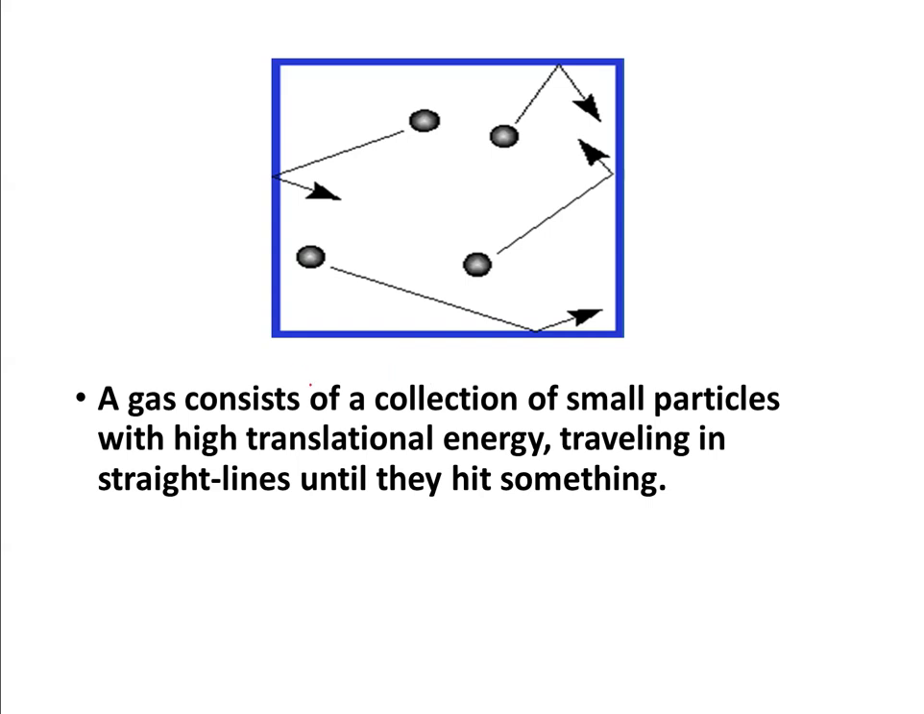First postulate, we need to think of these particles of gases as tiny particles with high translational energy, meaning they move from one place to another a lot. When they move, they will travel in straight lines until they hit something. Generally, this postulate that we're assuming about gases will be true. A case where it might not be is if you had, say, a planet, and a particle of gas in outer space.